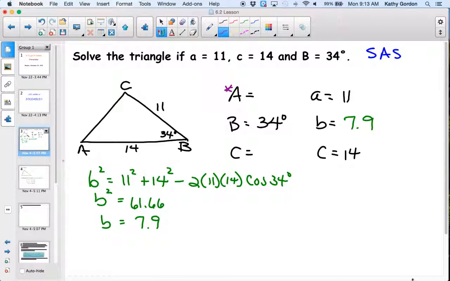So we can set up the first ratio and then set up a second ratio with my unknown to solve the proportion. So now I can take the sine of the 34 degrees over side B that I just found of 7.9, and make that equal to the sine of angle A over the 11 for side A.